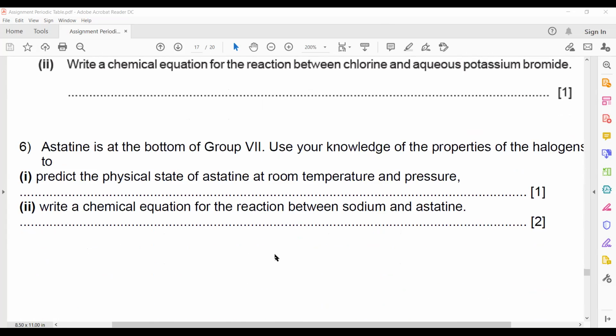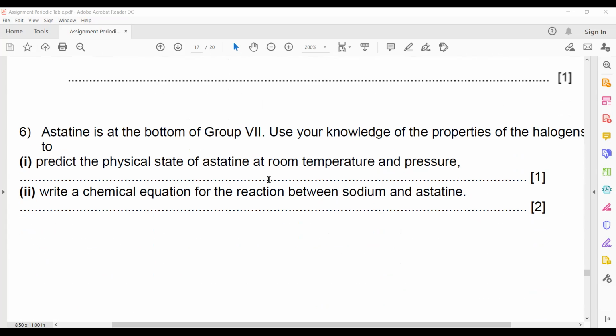Astatine is at the bottom of group 7. Use your knowledge of the properties of halogens to predict the physical state. Use the screen annotation, you can mention it there. Solid, I will write. So it is solid.